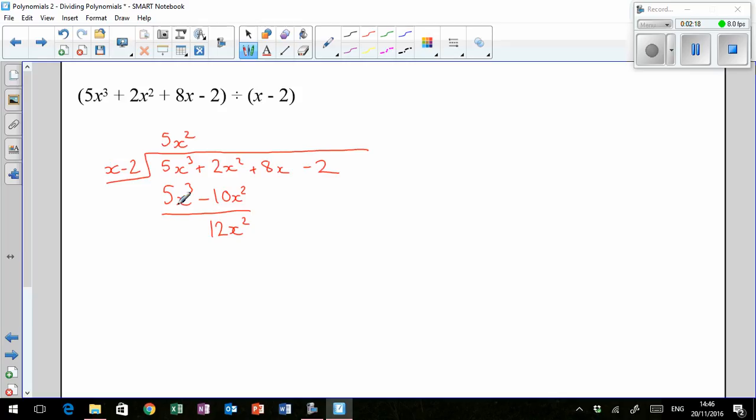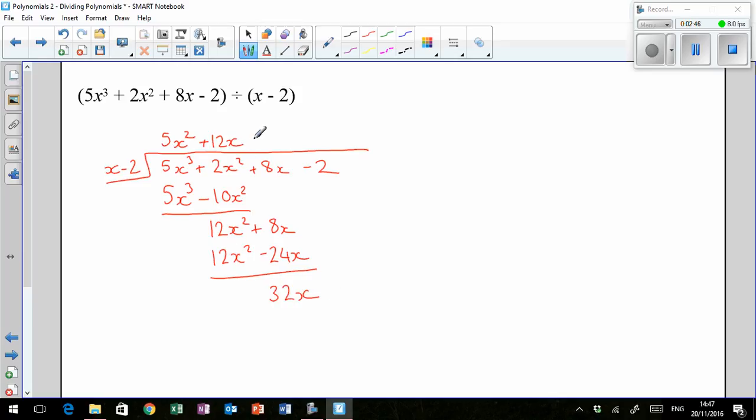Next, we want to multiply this to get to this. So x multiplied by 12x will give us the 12x squared we want. So that'll be 12x squared, and then multiplied by the negative 2 will give us negative 24x. Now let's bring that plus 8x down there as well, so we've got a nicer subtraction. So 12x squared subtract 12x squared disappears. 8x subtract negative 24x will give me 32x.